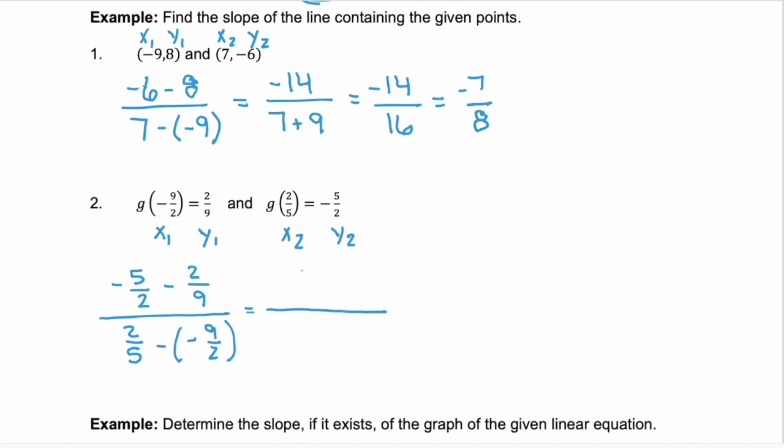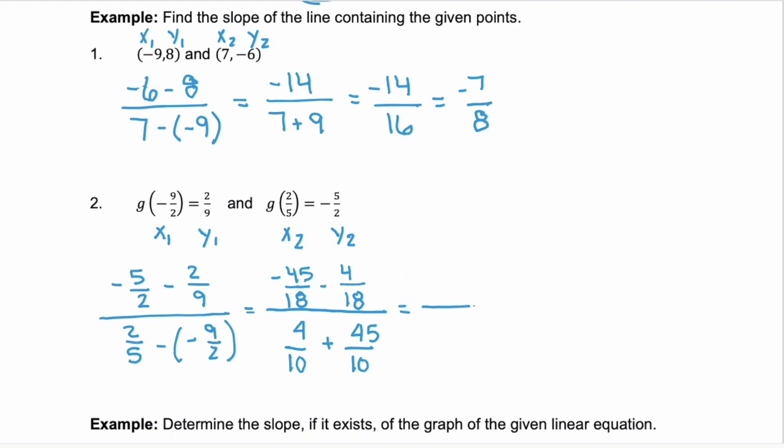Let's look at the numerator first. We need a common denominator between 2 and 9, 18. So negative 5/2 becomes negative 45/18, and negative 2/9 becomes negative 4/18. Now let's look at that denominator. Well, the minus and the negative become a positive, and the common denominator between 5 and 2 would be 10. So 2/5 is the same as 4/10, and 9/2 is the same as 45/10.